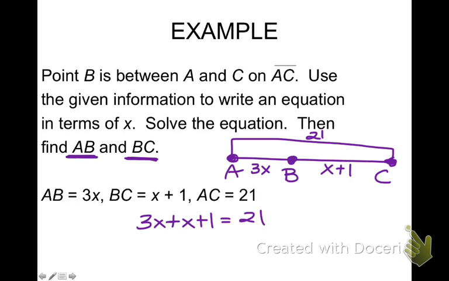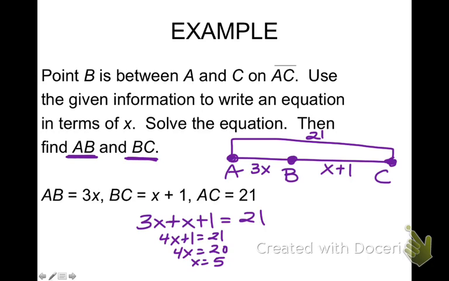Seeing some good x's. I like it how some people are even going further and solving it out all the way. So if you've not gotten there yet, combining your like terms, 3x plus 1x makes you have 4x. So that leaves you with 4x plus 1 equals 21. Subtract your 1 from both sides, gets you to 4x equals 20. Dividing out your 4 leaves you with x equals 5.